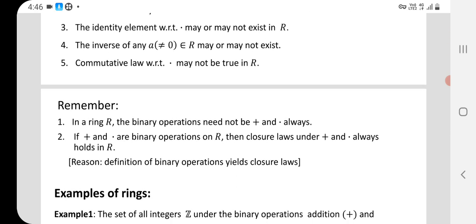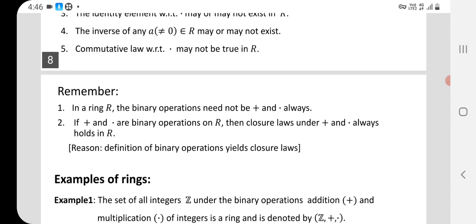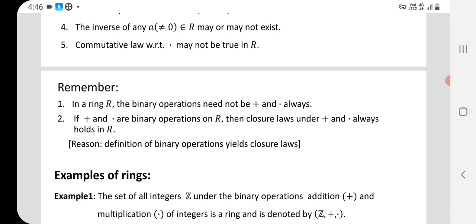Remember, in a ring R, the binary operations need not always be addition and multiplication. If addition and multiplication are binary operations on R, then closure laws under addition and multiplication always hold in a ring R.